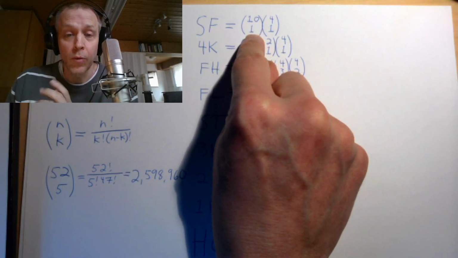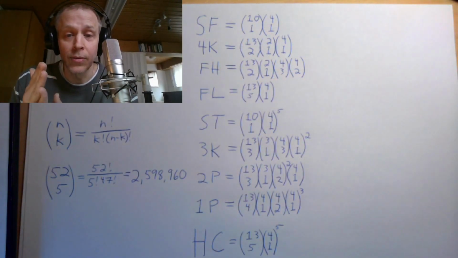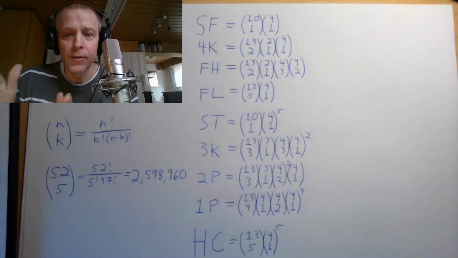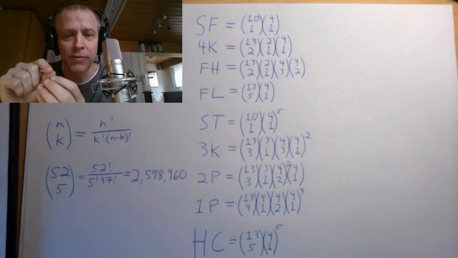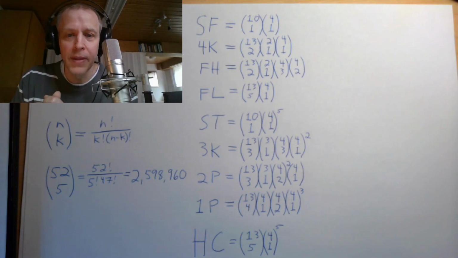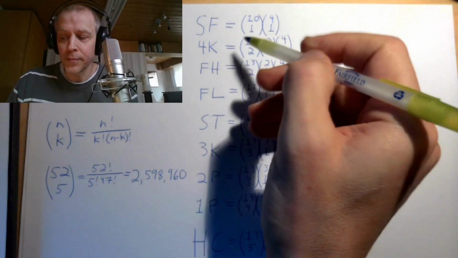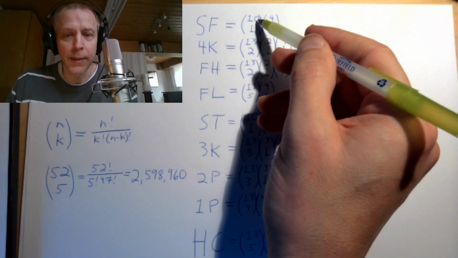Well, what are the 10 cards that could begin a straight? It could be an ace, deuce, trey, 4, 5, right? We could have 1, 2, 3, 4, 5, 6, 7, 8, 9, 10. Those could always be the lowest cards of a straight. If you have any higher than a 10, jack, queen, king, ace, you don't have enough room for 5 cards. So we're going to be choosing one card of the 10 possible ones.